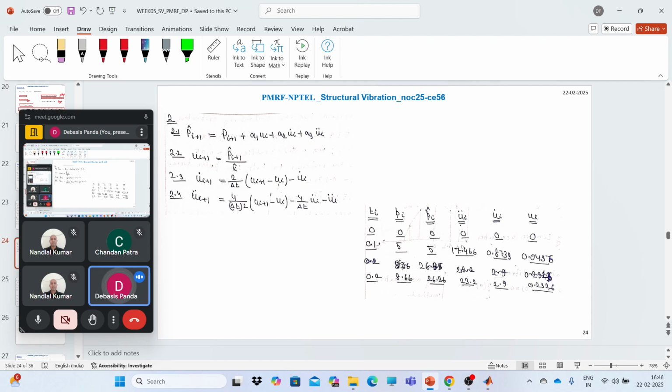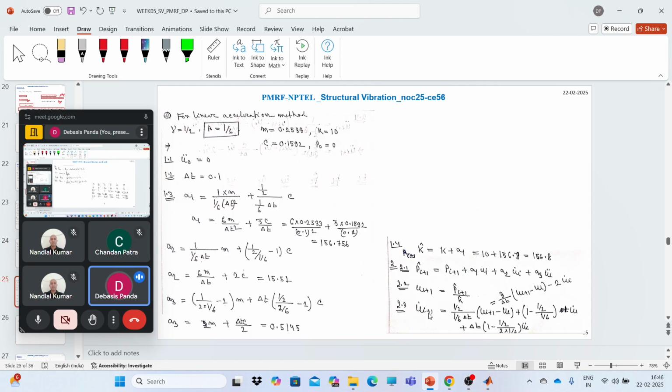Now again, for the next time point, we need to calculate for 0.2 second. Again, repeat the process. Again, for 0.3 second, and for 0.4 second, you need to repeat the process. So instead of using pen and paper, we can directly go for MATLAB, which directly gives us the values.